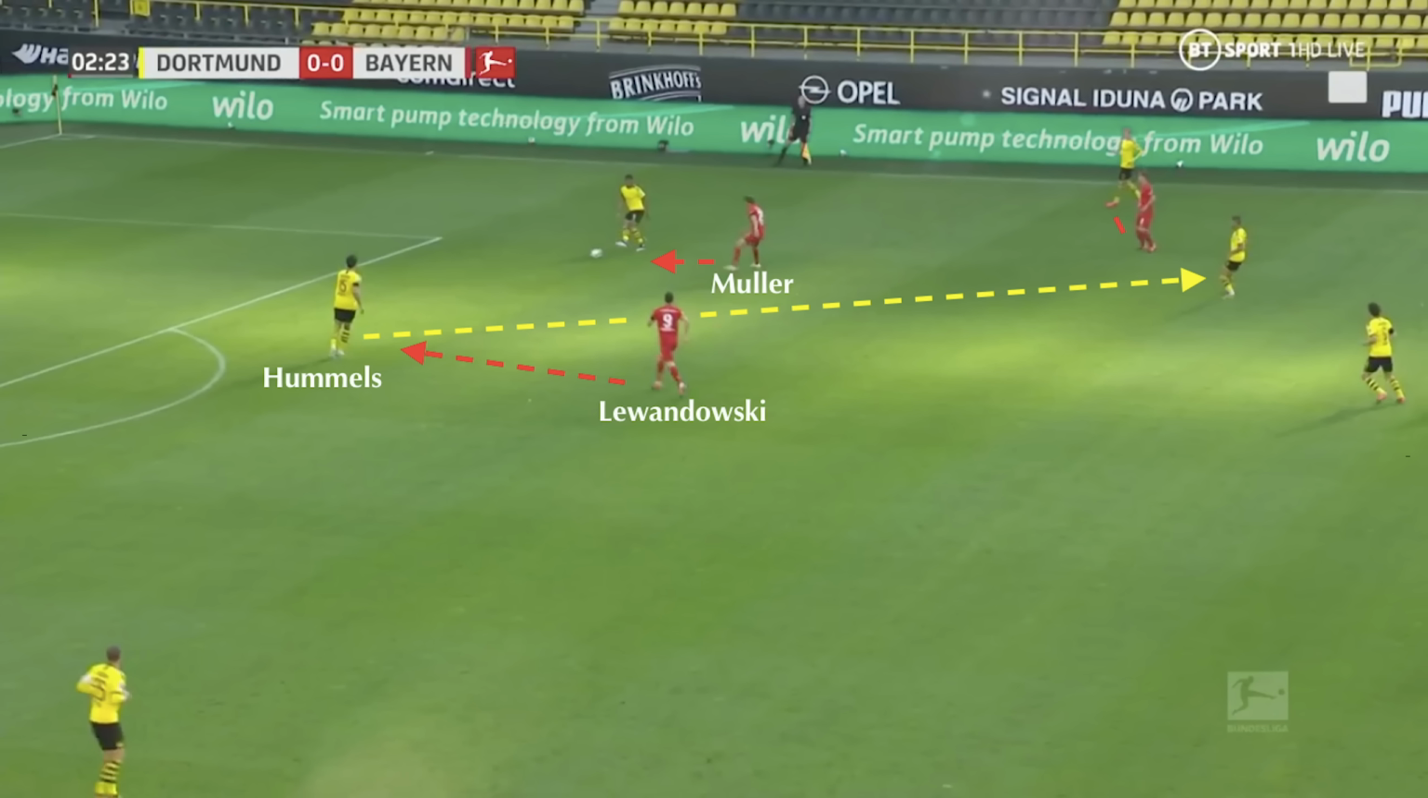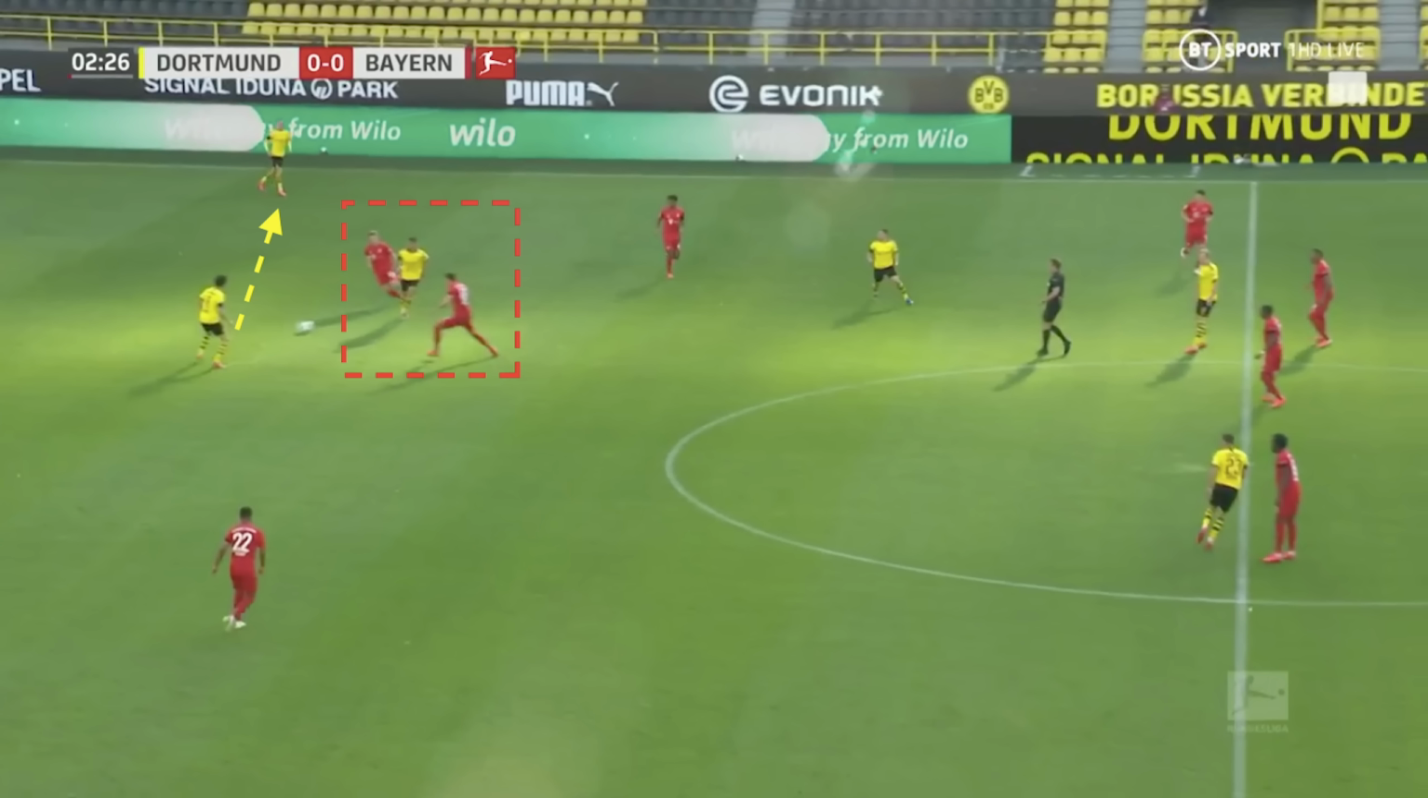When pressing, Müller often moves level with Lewandowski in pressing the first line. Notice how Lewandowski intentionally left a gap for a passing lane from Hummels to Delaney. Once the ball reached the midfielder, the players within proximity of the ball closed in, forcing the ball to go to the flank. Once on the flank, Dortmund became an easier target to dispossess.